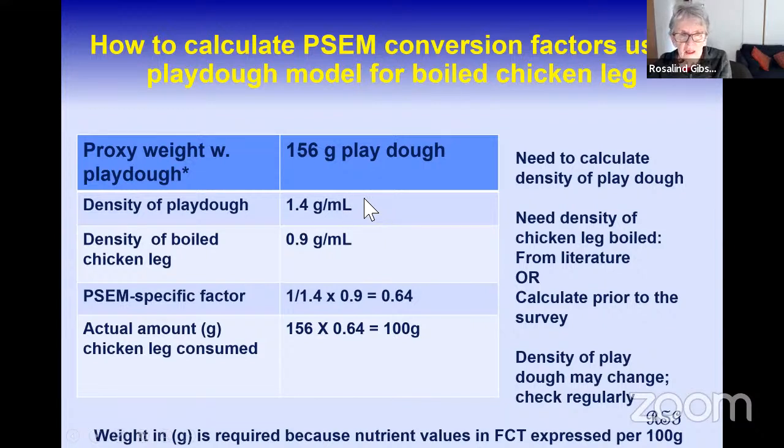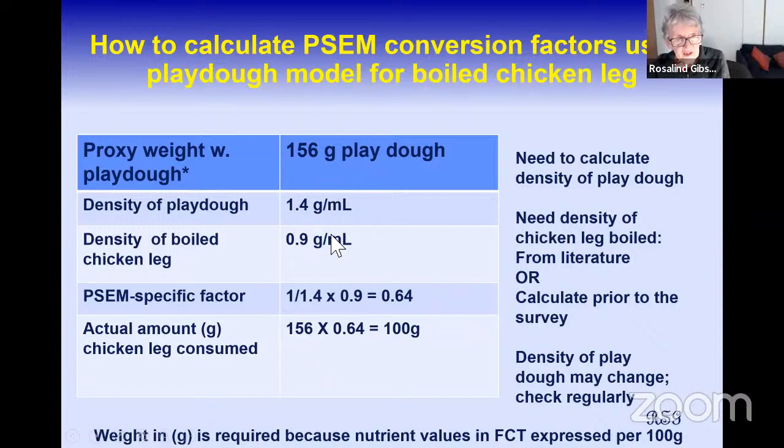Intake.org also cautions that the density of Play-Doh may change during your survey because it might lose water. So you should keep measuring the Play-Doh density and not just measure it once. You also need information on the density of a boiled chicken leg. Now, FAO has a very nice database of densities that you can use, but if your food is not in that database, then you have to generate the density of that particular food.